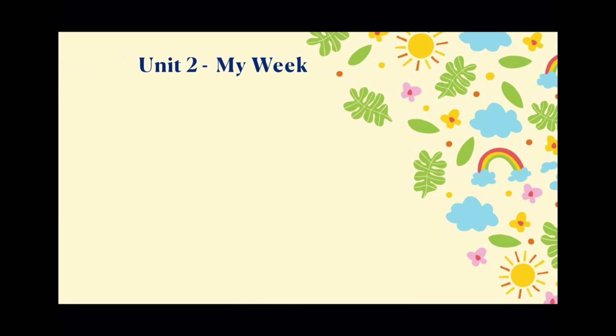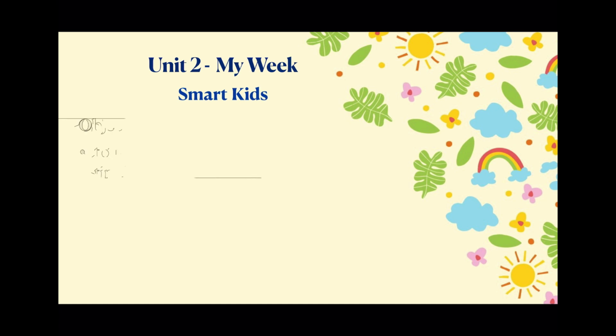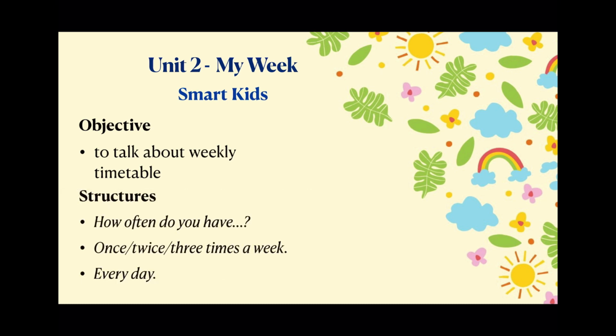We are still on Unit 2, My Week, and today we are going to cover the topic for smart kids. The objective for this lesson is to talk about weekly timetable. The structures that you need to learn are "How often do you have...?" and you have to answer once, twice, or 3 times a week. Or you can also answer it every day. We are going deeper on that on the next slide.